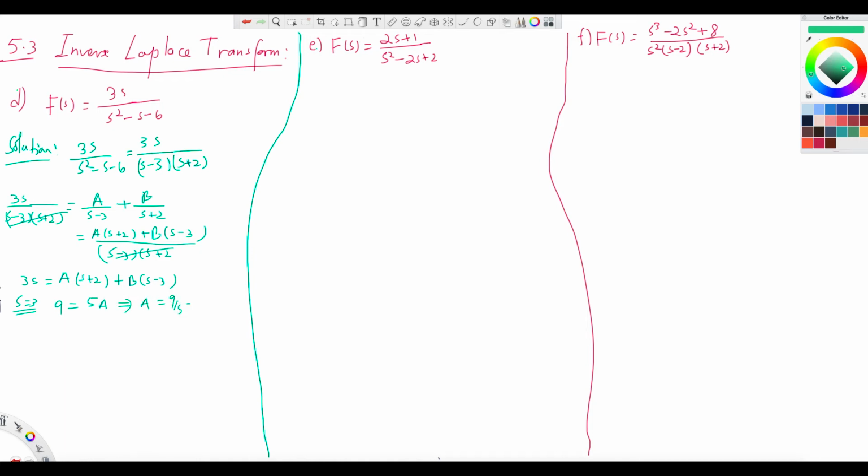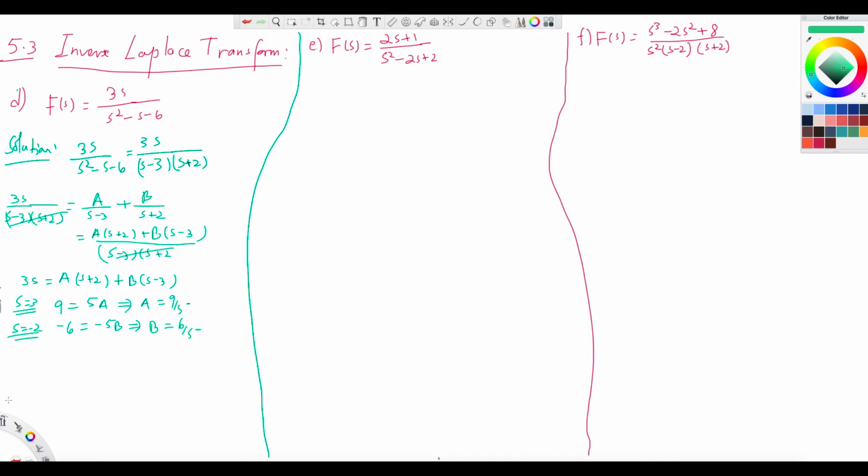Similarly, I want to put s equal to negative 2. If I do that, I will get negative 6 equals, this will be 0, that will be negative 5B. Negative 5B. So this implies B equals 6/5. You see that?